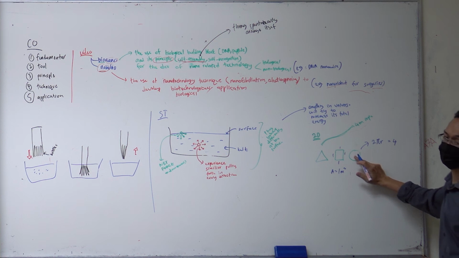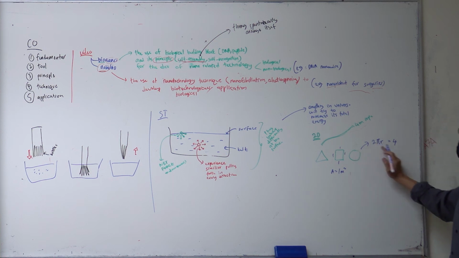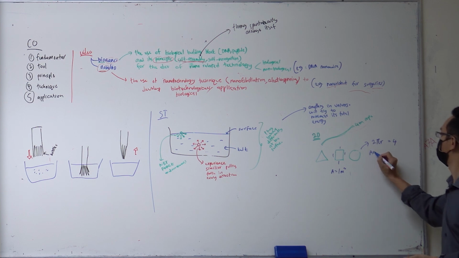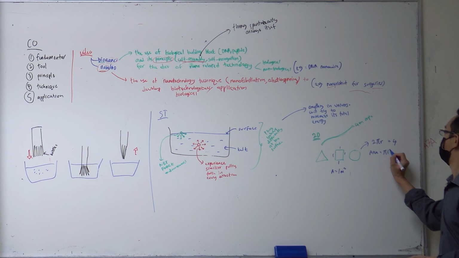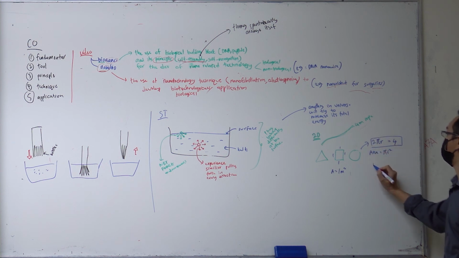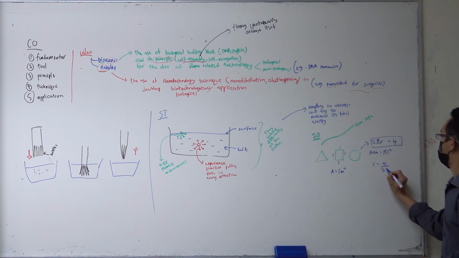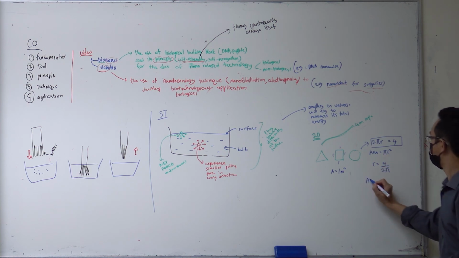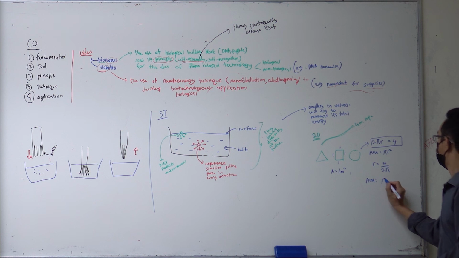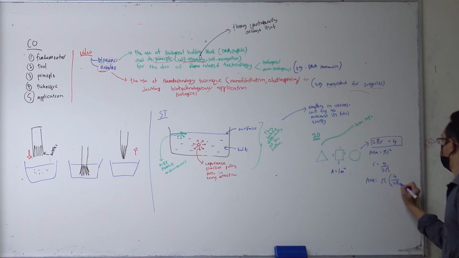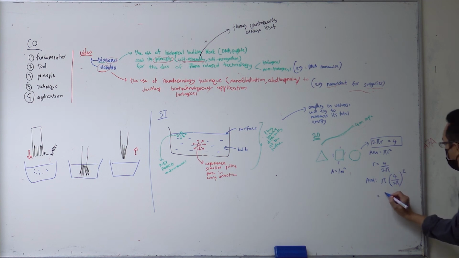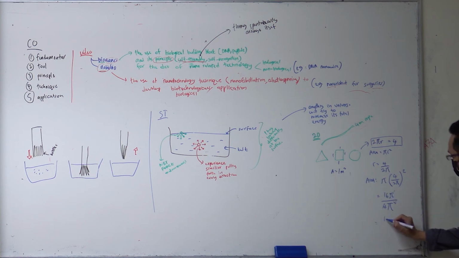In order to find the area, you need to use the area formula. This is the circumference formula, so you need to use the area, which is basically pi r squared. So you need to know what r is. From here, you can find r equals 4 over 2 pi. Then you put it into the area formula: you get pi times 4 over 2 pi squared, and then you get 16 pi squared over 4 pi squared. You can cancel, and you get 16 over 4 pi.